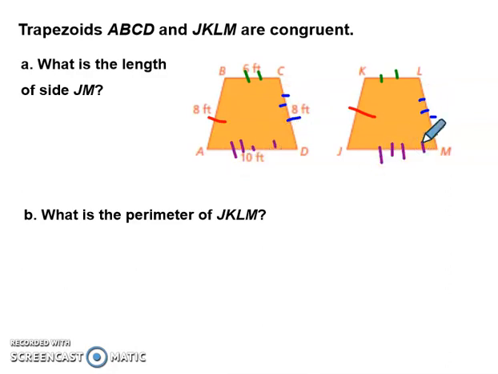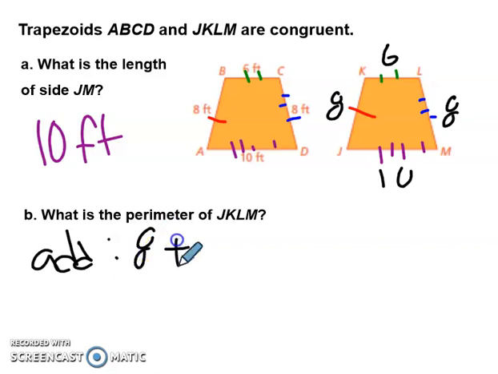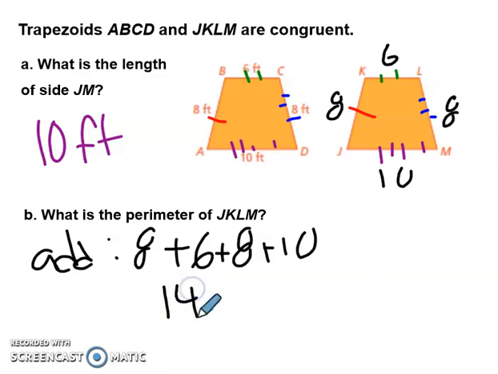So if we know that AD is 10 feet, well then JM is also 10 feet. And we can fill in our information. Well, we know JK will be 8. We know KL will be 6. LM will be 8. JM will be 10. And now to find perimeter, we add them all up. So we have 8 plus 6 plus 8 plus 10, 14 plus 18, and we get 32 feet.